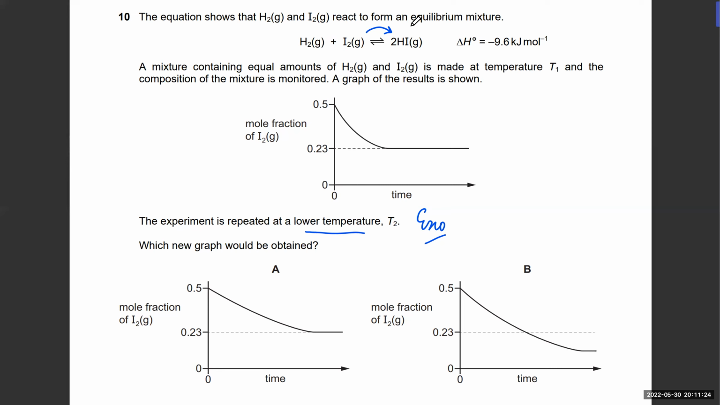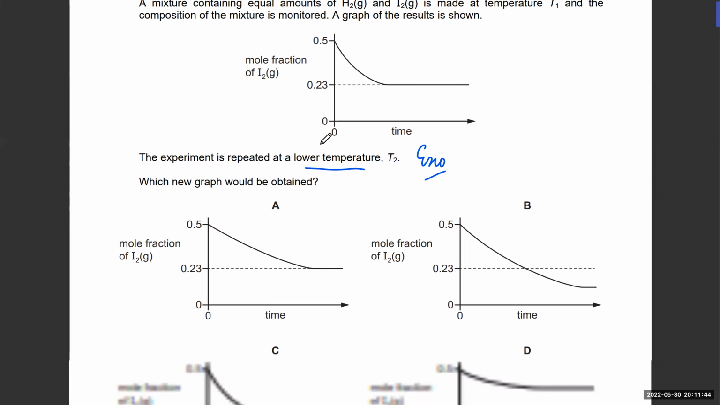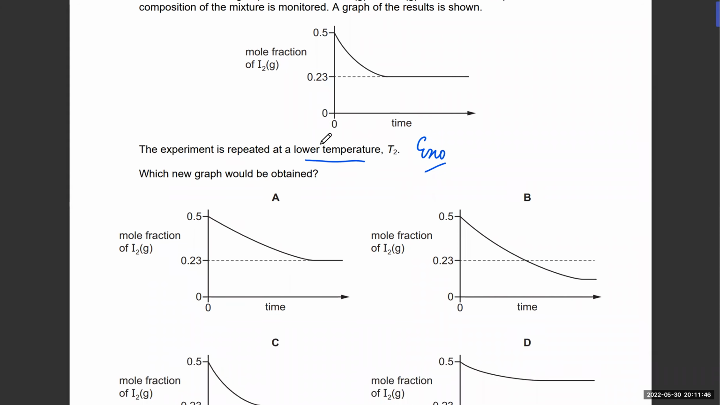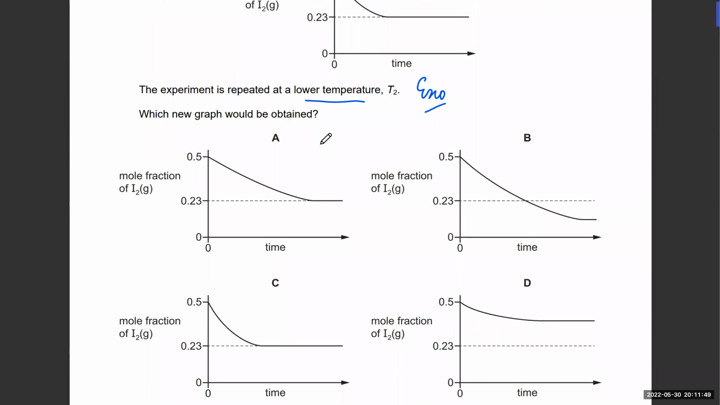So we know that if you repeat the experiment at a lower temperature, the equilibrium will shift to the right. So what will happen to the mole fraction of I2? Would there be more I2 or less I2? Less I2, right? So the mole fraction of I2 would be lesser. Over here, out of 1, if you had 0.23 moles, now you're going to have even lesser.